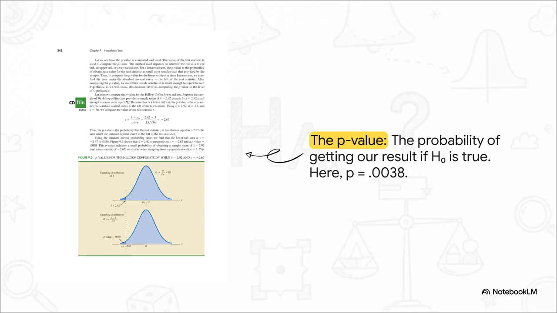So one way we can weigh the evidence is with something called the p-value. Take a look at this graph. The p-value answers a really specific question. If the coffee company is totally innocent, if the average really is 3 pounds, what are the odds we'd randomly pull a sample that weighs as little as ours did? And as you can see, that probability, our p-value, is incredibly small, just 0.0038.